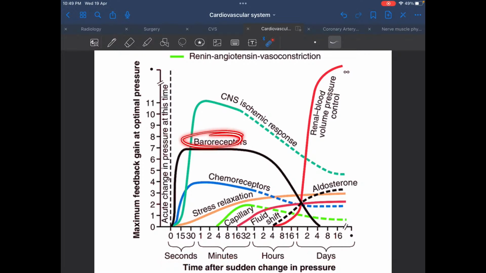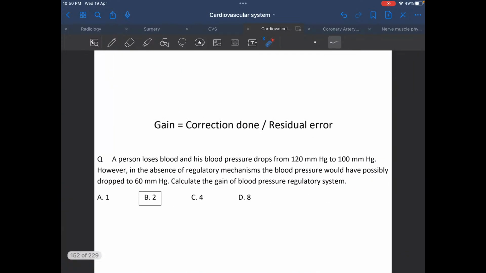If you see baroreceptors, the CNS ischemic response and chemoreceptors, they're mainly functioning in seconds. So they come under our immediate mechanisms. The stress relaxation and capillary fluid shift, they're mainly intermediate. And then lastly, aldosterone and renal blood pressure control, mainly through aldosterone and the RAS, that mainly acts in days, and that's known as the long-term control of blood pressure. Okay? Right.